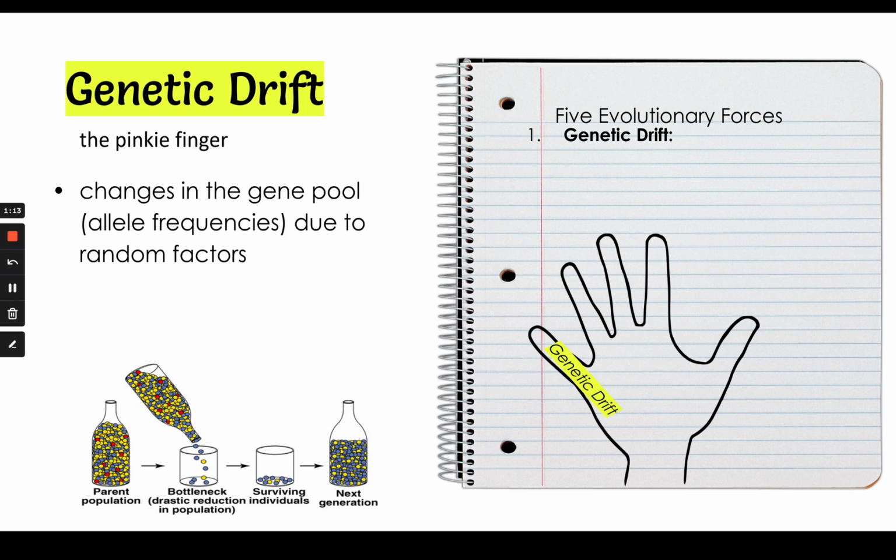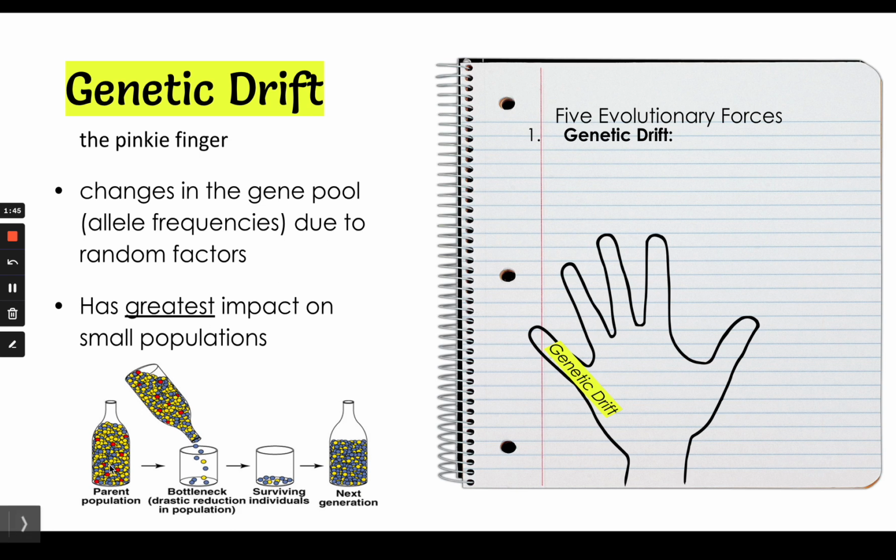Now that event could be a natural disaster like a hurricane wiping out a population, or it could also be something like disease wiping out a population, or it could be overhunting. There's a wide variety of reasons why a population might undergo these changes. The reason why we call it genetic drift and we're using the pinky finger is because it has the greatest impact on small populations.